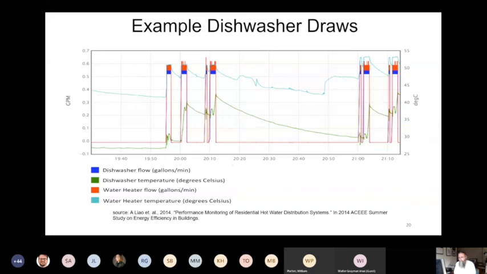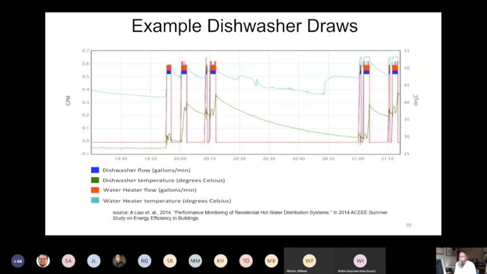This is a dishwasher example. It's a different charting system, so it's a little bit more awkward to see. The flow rates are the rectangular slices. You'll see that, and the temperature at the dishwasher is the green line.